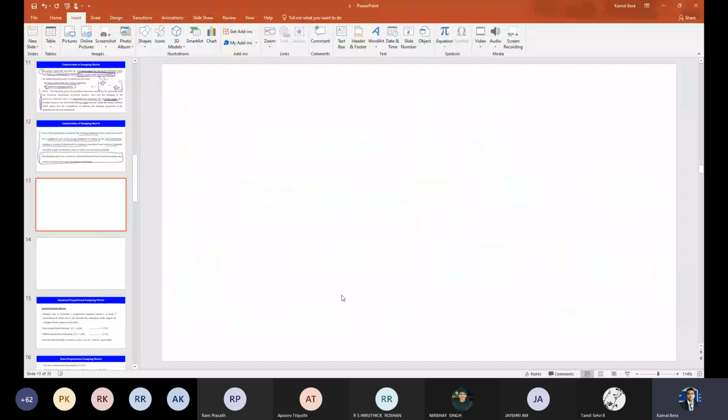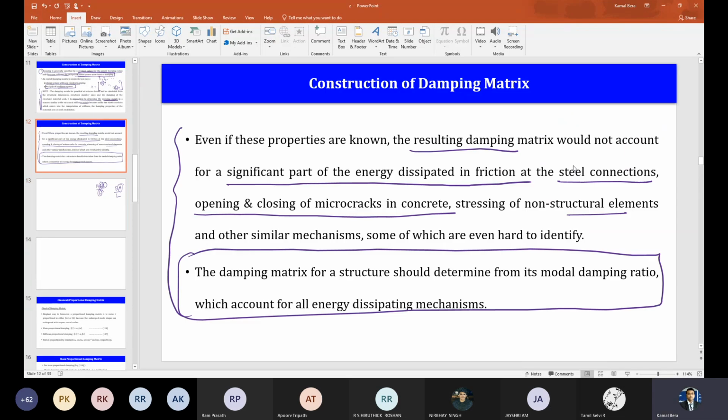The structural stiffness matrix is like for a beam, right? You might have heard about this: 12 EI by L cube, 6 EI by L square, like those things. That means if you know the modulus of elasticity, I, and L, and for axial stiffness it is EA by L, you can very easily construct your stiffness matrix. And that is well established, absolutely perfect, from the basic mechanics angle.